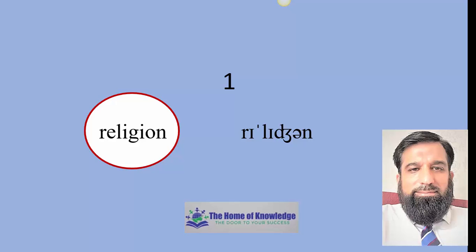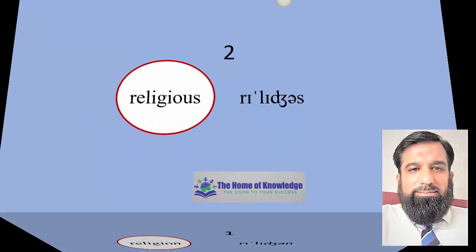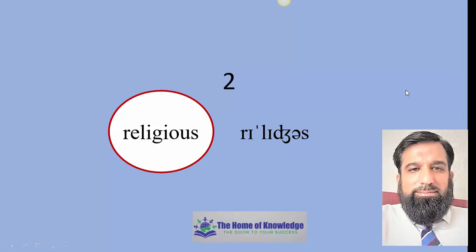The first word, as you can see on the screen, most people say it religion or religion and so on, but the correct pronunciation of this word is religion. The correct pronunciation is religion. So the stress is on the second syllable, and the third syllable is jan. So we don't say religion, we say religion.